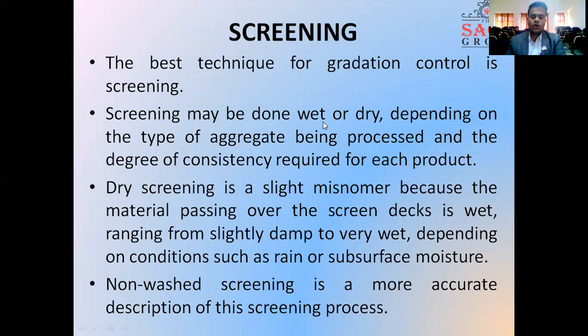The screening may be done wet or dry, depending on the type of aggregate being processed and the degree of consistency required for each product. That means it can be done in both ways, wet or dry. But depending on the aggregate, if the aggregate is in pure form and doesn't contain any kind of impurity, then the dry process can be adopted. If the material is wrapped around by clay, soil or loose material, then it requires the wet process so that the loose material can be rinsed off by a sprayer of water.